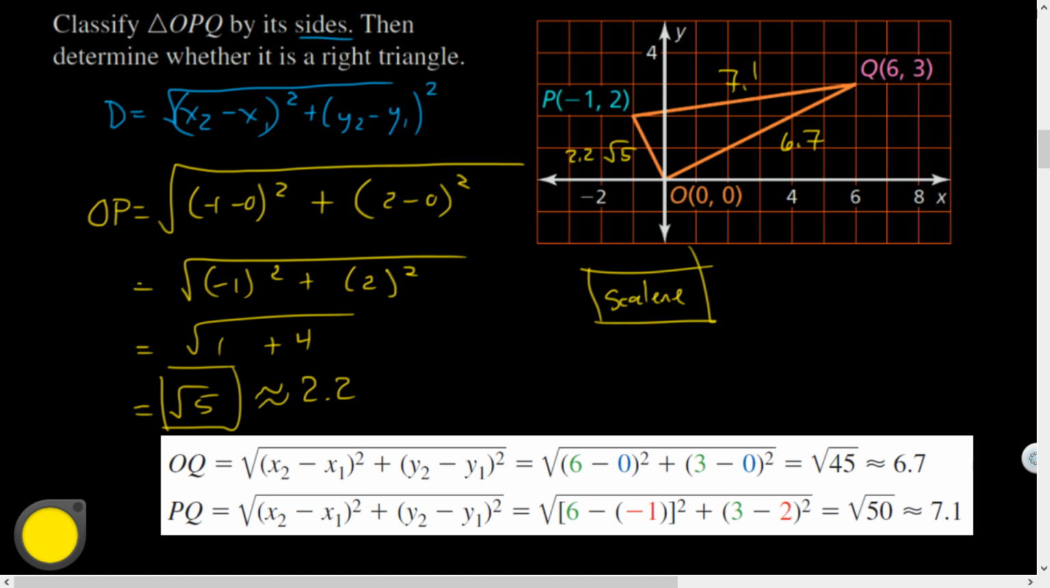All right. So scalene. For it to be a right triangle, would they have to be the same? There is a way to determine perpendicularity. And Lauren, we know that perpendicular lines form a right angle.